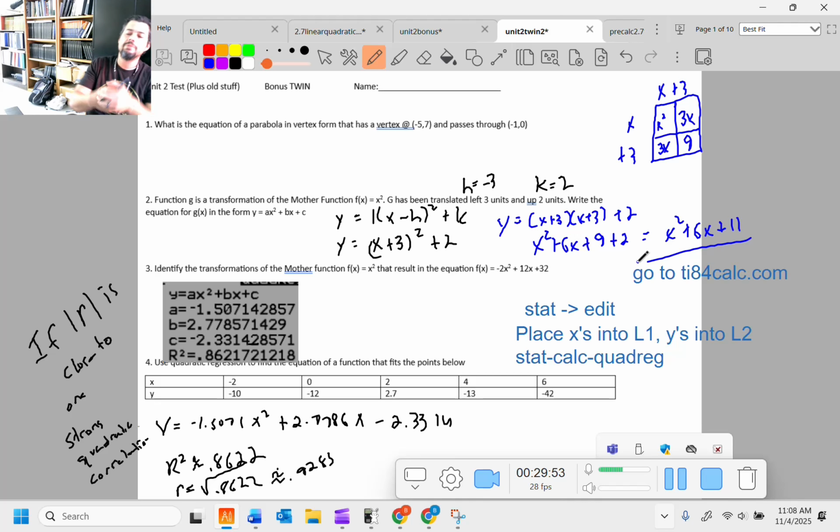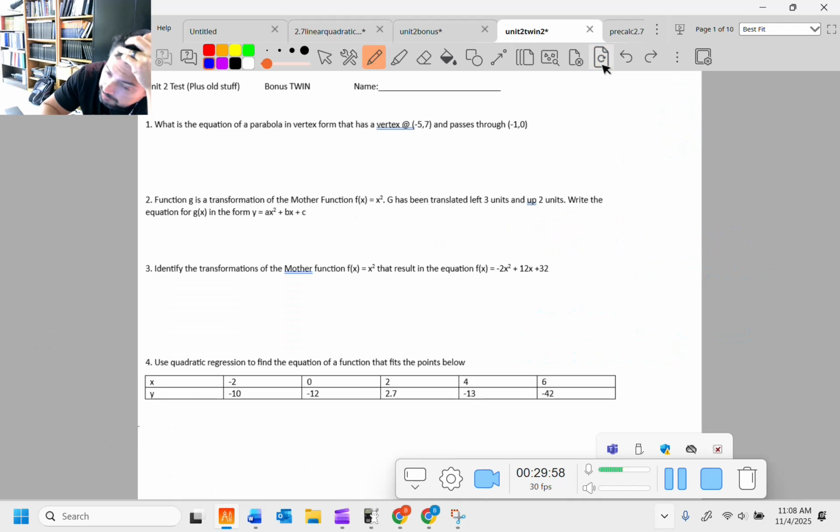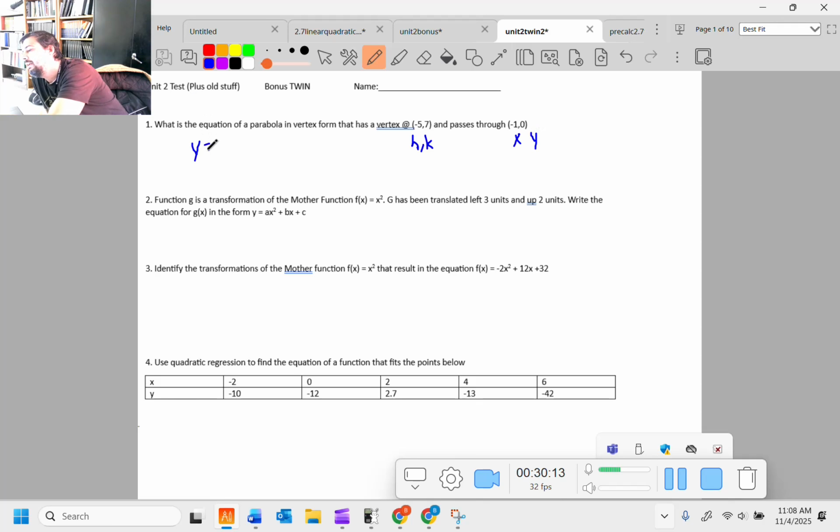And the last one in this twin, and I can be done with this video, praise the Lord, because I did it backwards, is number 1. What is the equation of a parabola in vertex form that has a vertex at -5, 7 and passes through -1, 0? So this gives you h, this gives you k, this gives you x, this gives you y. You are plugging into the form y equals a times x minus h, don't forget the square, plus k. And don't do it all at once. If you take away a -5, you shall be positive. Always trust the k value.